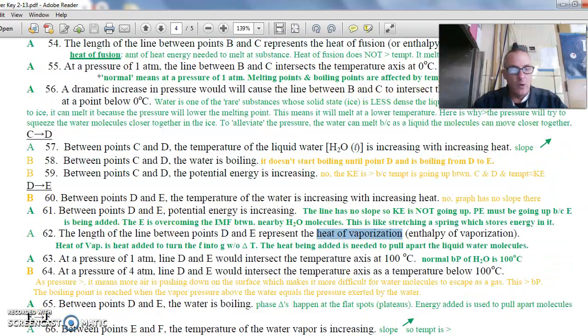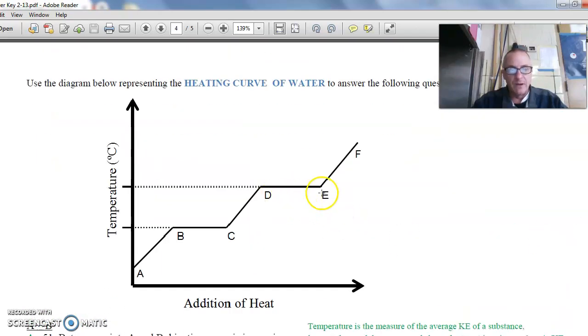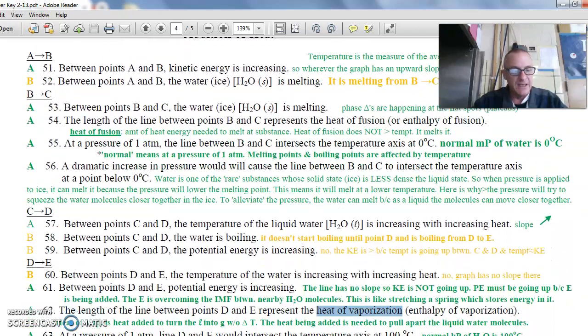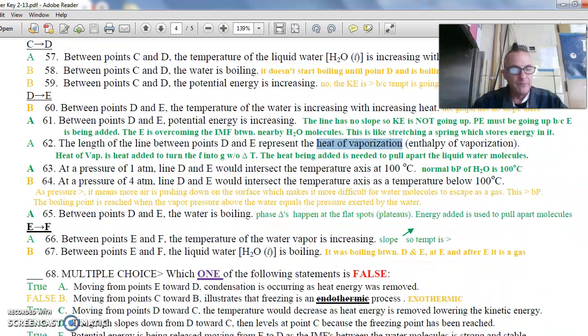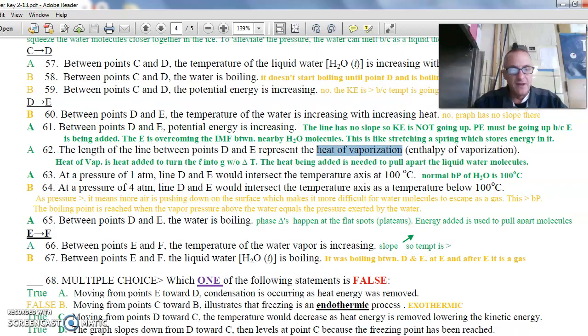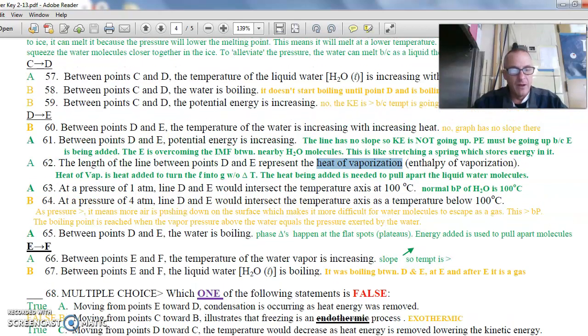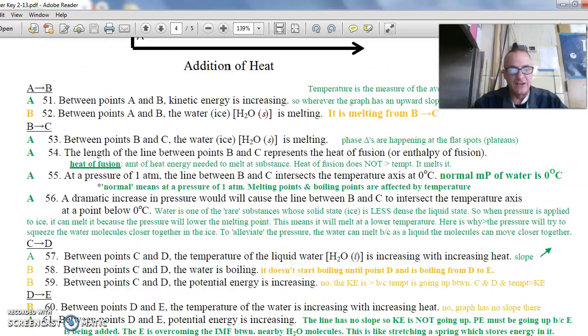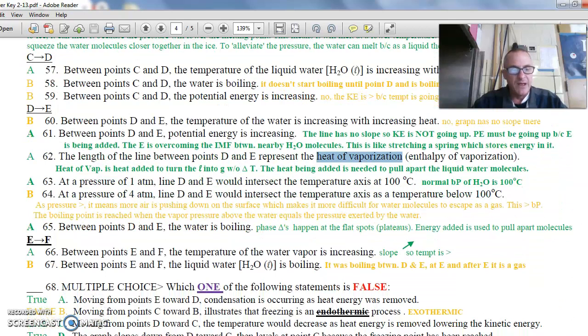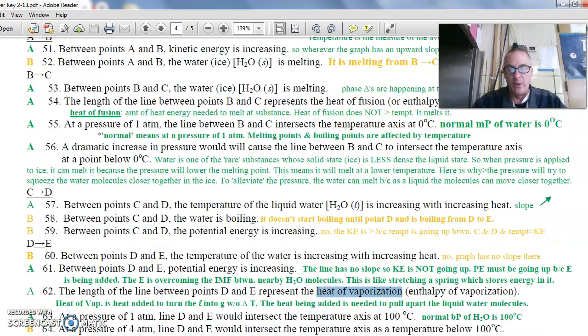Between D and E, the water is boiling. Absolutely. Between D and E, the water is boiling. Between E and F, the vapor, the temperature of the water vapor, is increasing. Yep, E and F, the line's still going up. So they're traveling faster, faster, faster. The kinetic energy's higher. Between E and F, it's boiling?